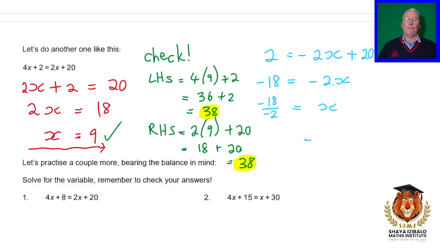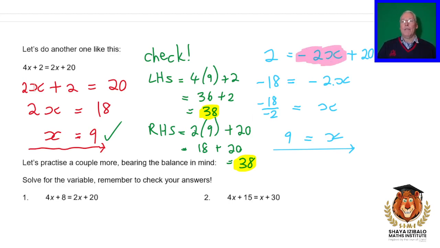Have a look at this. Now, what happens when you divide a negative by a negative? You get a positive. We get exactly the same answer with the blue method on the right as we did with the red method on the left. The blue method is a little bit messier because we end up with negative numbers. But don't be scared of negative numbers.